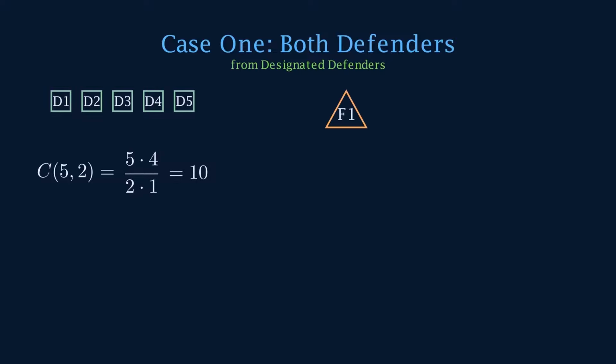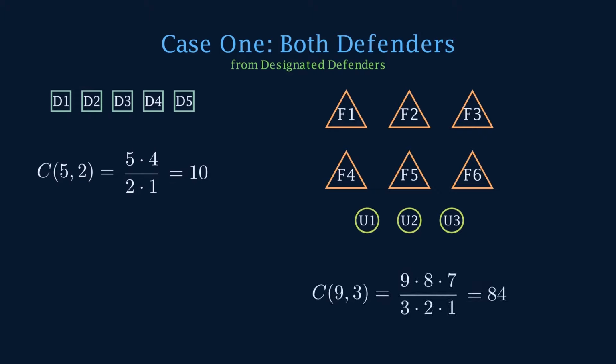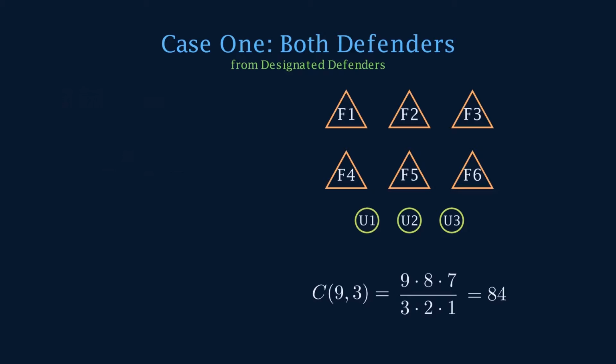Since no universal players are used here, all 3 universal players remain available for the forward positions. Therefore, the pool for forwards now consists of the 6 dedicated forwards plus the 3 universals, totaling 9 players. Next, we need to choose 3 forwards from these 9 players. Now multiply the number of defender selections, 10, by the forward selections, 84. 10 times 84 equals 840.